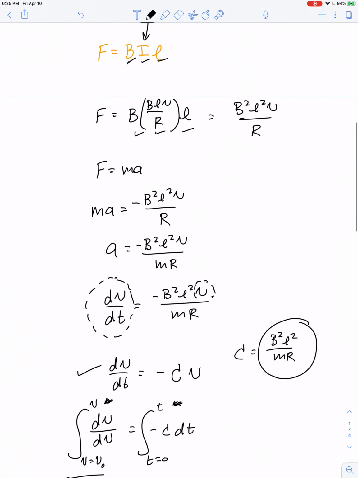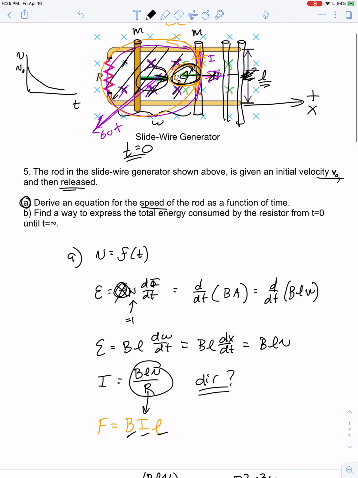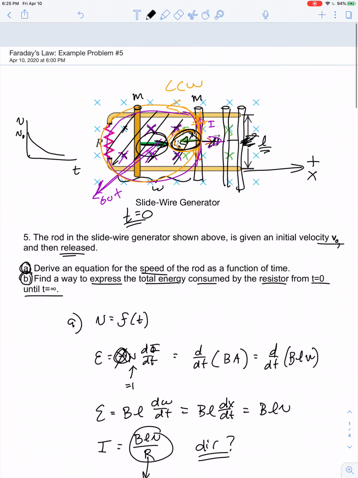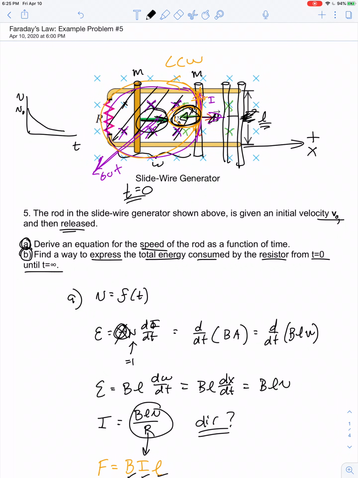So what was the other question we had to answer? Part B. Find a way to express the total energy consumed by the resistor from t equals 0 all the way up until t equals infinity. So we agree that the induced current, maybe this has gotten a little too messy. Let's erase some of this.